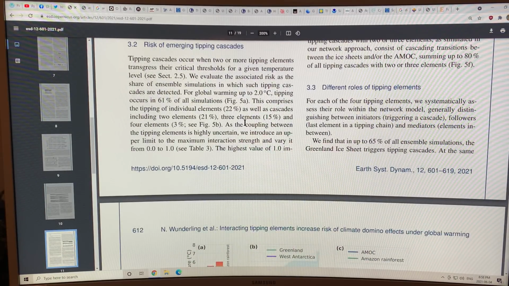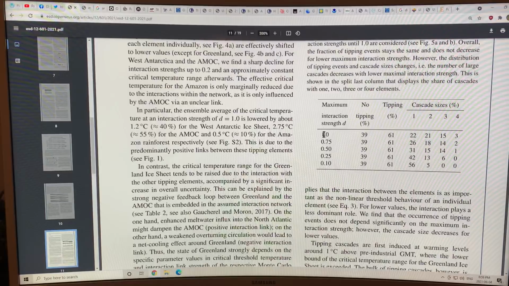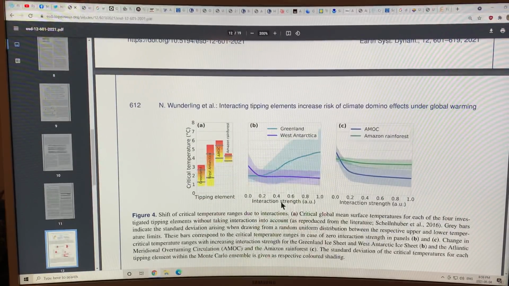And here's a key point: for global warming up to 2 degrees Celsius, tipping occurs in 61% of all simulations. 22% is where one element tips, two elements in 21% of the time, 3 in 15%, and 4 in 3%. So that's the first line of the table here. That's the key point.